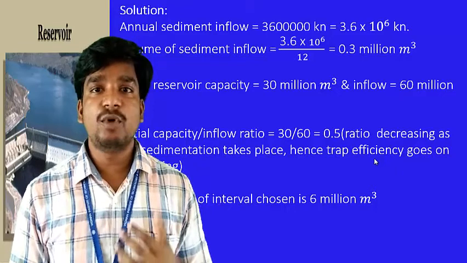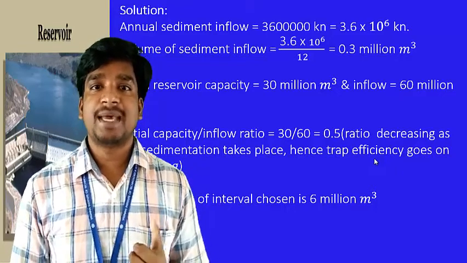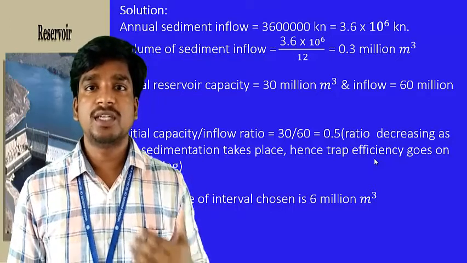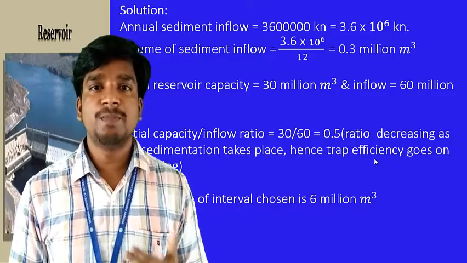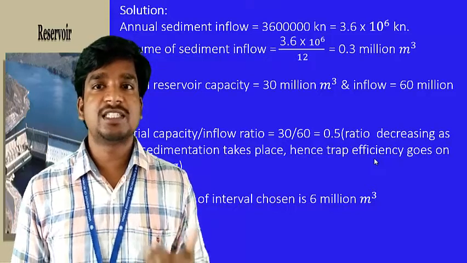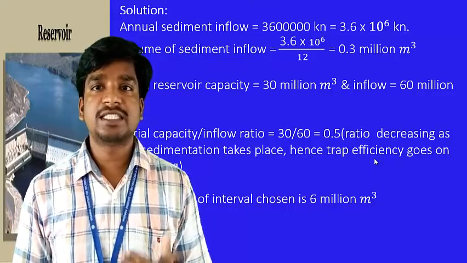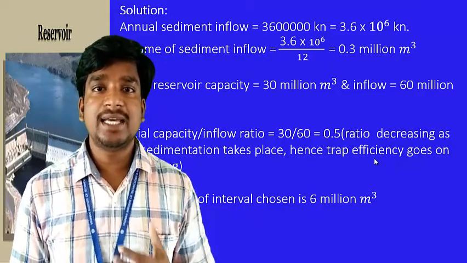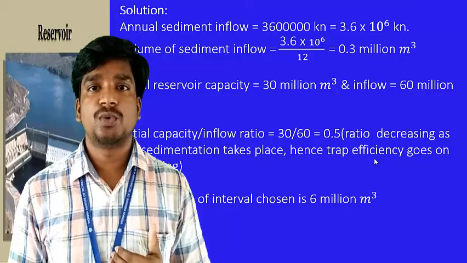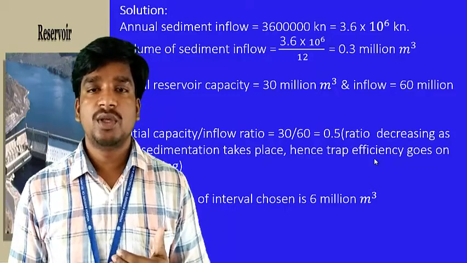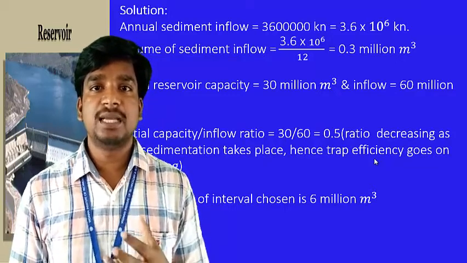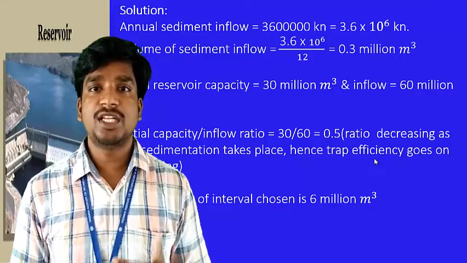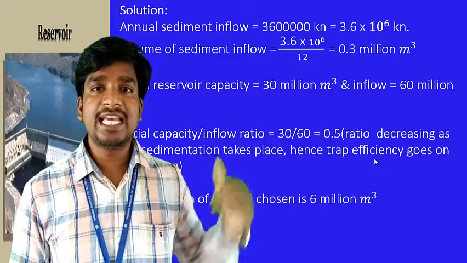We need to calculate the initial reservoir capacity. What is the initial reservoir capacity? It means there is no silt at all. Let us assume that 30 million cubic meters is given and the inflow is given as 60 million cubic meters. Now let us calculate the capacity to inflow ratio. The capacity is 30 million cubic meters and the inflow is 60 million cubic meters. The capacity to inflow ratio we get is 0.5.